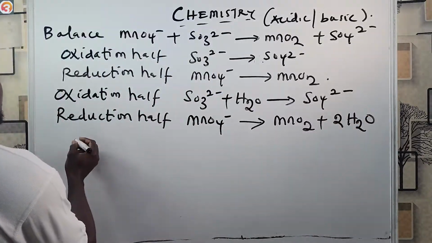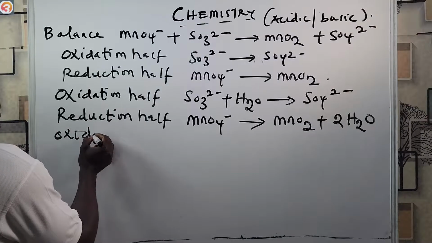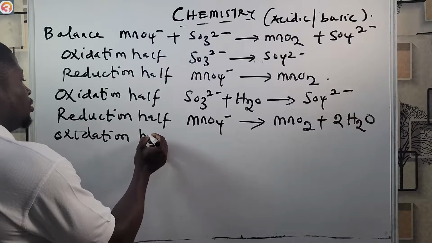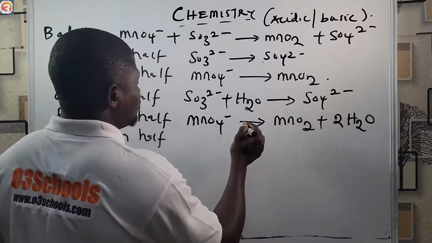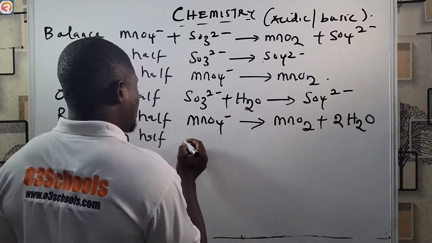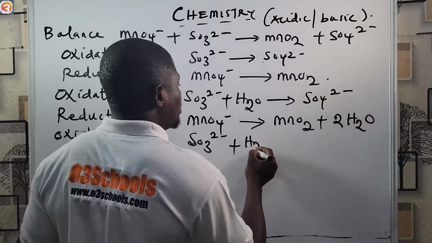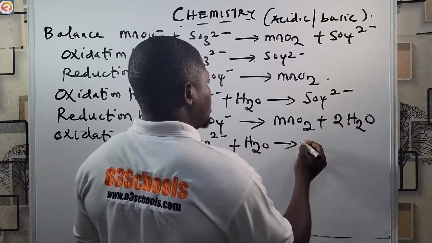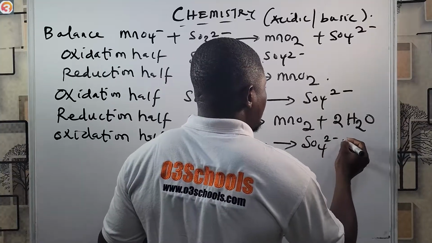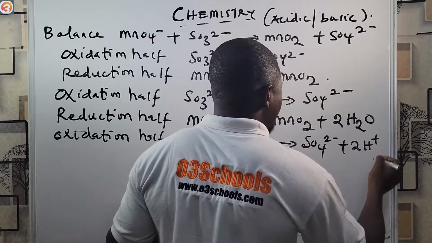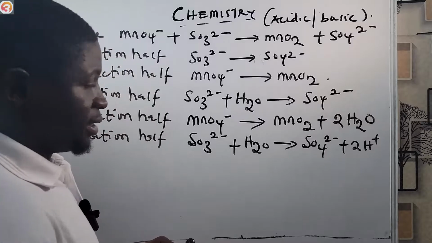Okay, so now for the oxidation half. We're balancing with 2 hydrogen atoms on the right. So I'm going to have SO3 2- plus H2O. This will give us SO4 2- plus 2 hydrogen ions. Is that right? That's cool.